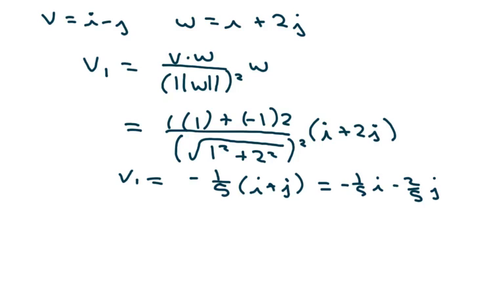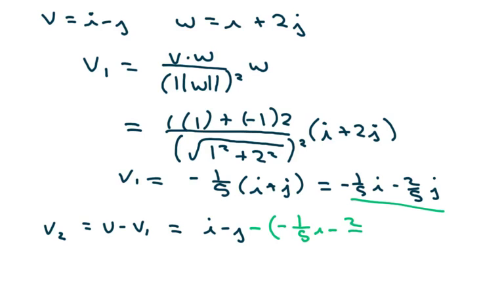Okay, that's V1, and our V2 is going to be V minus V1. So my V is I minus J, minus negative 1/5 I minus 2/5 J, and that's going to give us 6/5 I minus 3/5 J.